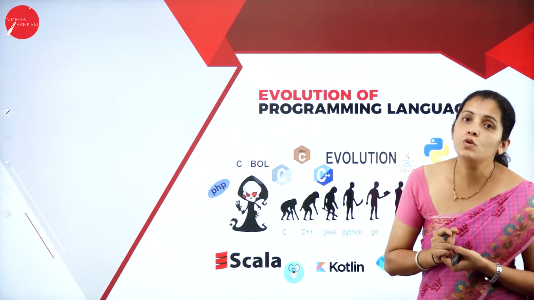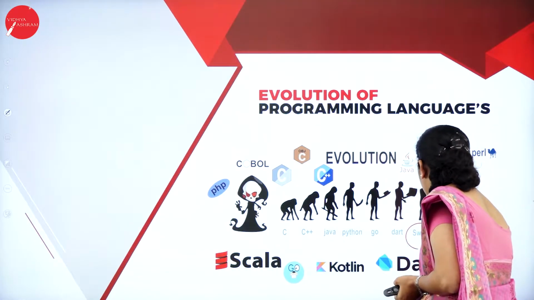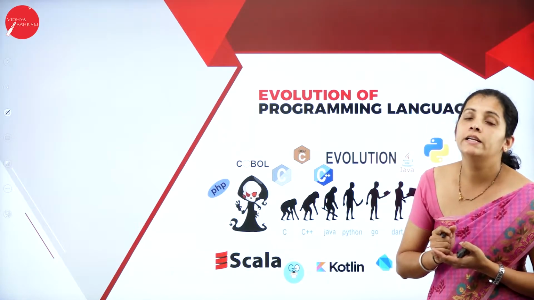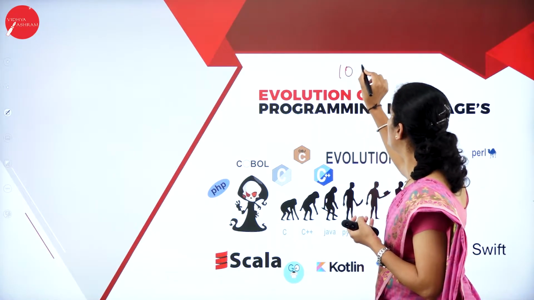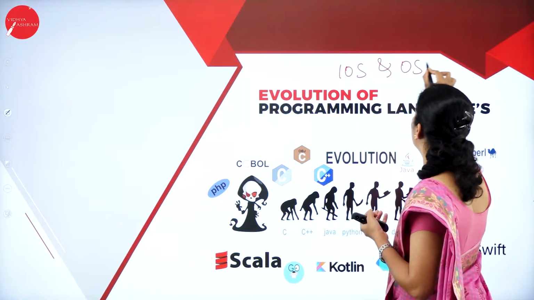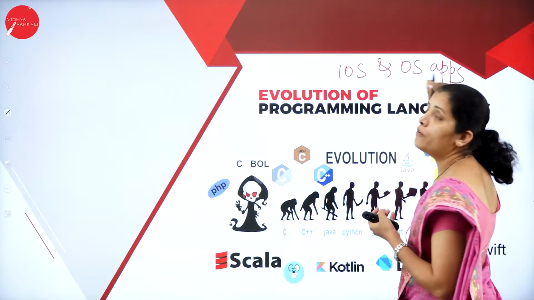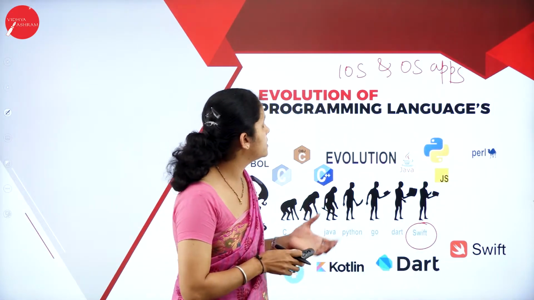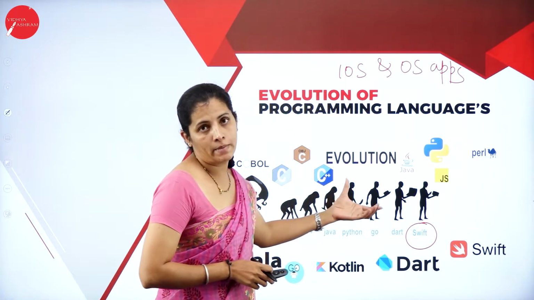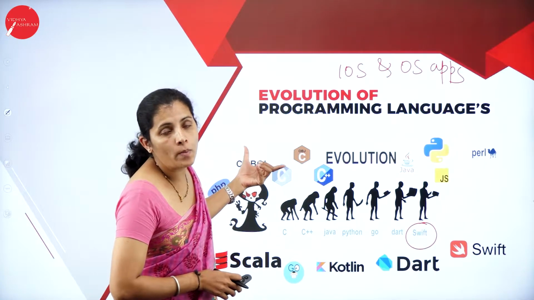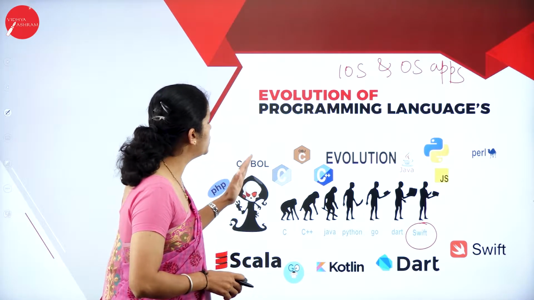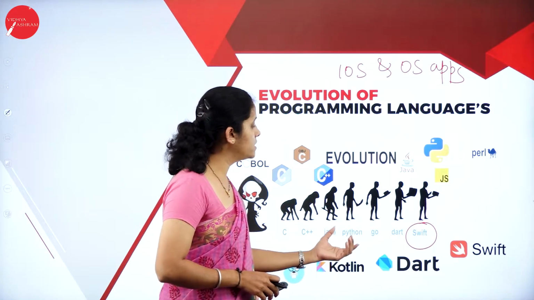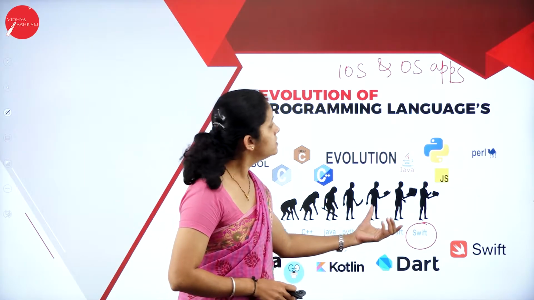Another most commonly used programming language here is Swift. So it is a product of Apple, and it is mainly designed for iOS and OS apps, and it is mainly used for mobile applications. So these are some of the evolution of programming languages. Initially we had COBOL and Fortran, then we added C, C++, Java, then nowadays the trend here is Python, Go, Dart and Swift.